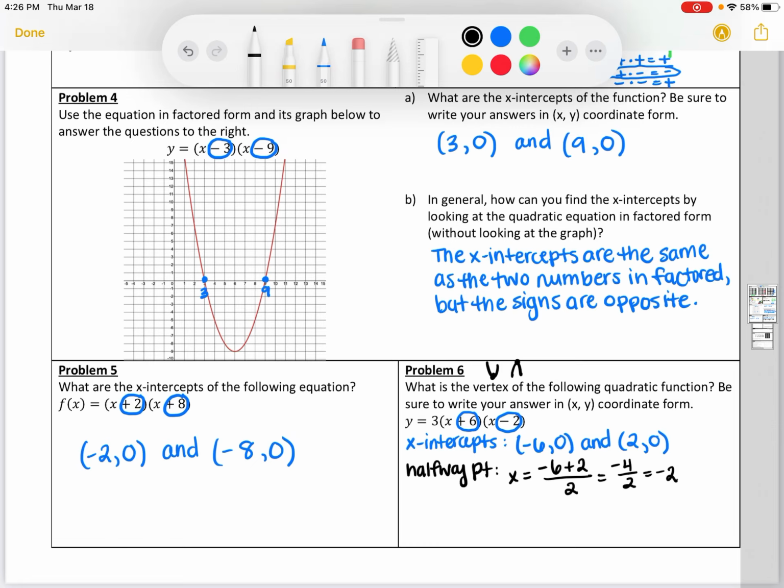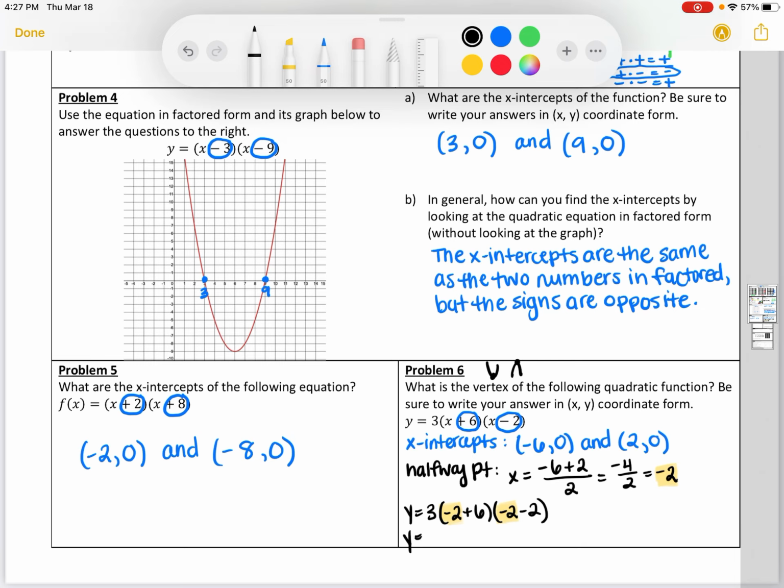Now it says I need the x and the y value. So to find the y value of the vertex, I take that number -2 that I just got and I plug it back into my original equation. So I'm going to write y equals 3 parentheses. Instead of x, I'm replacing it with the -2 I just found in both spots. So just to be super clear, we found the x value is -2, and now I'm plugging it in to both of my factors into my equation, and I'm going to evaluate this.